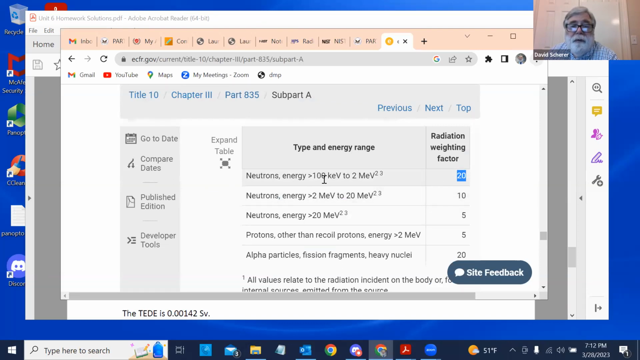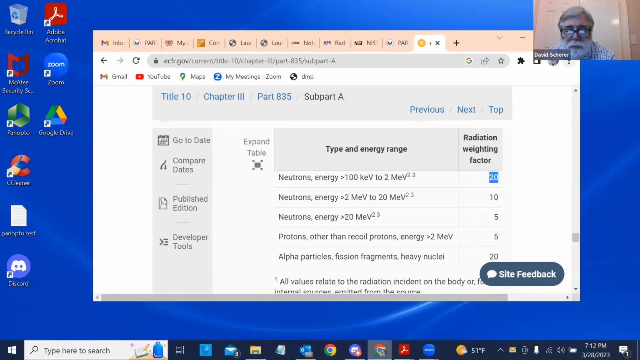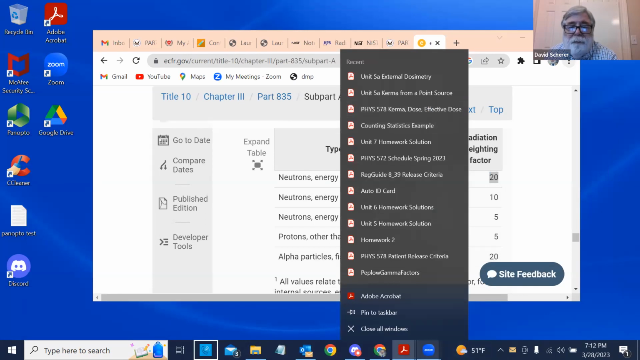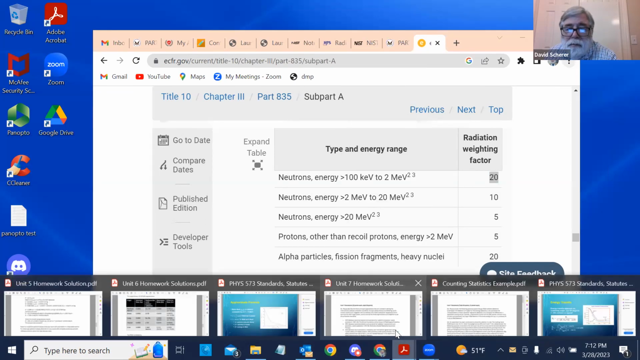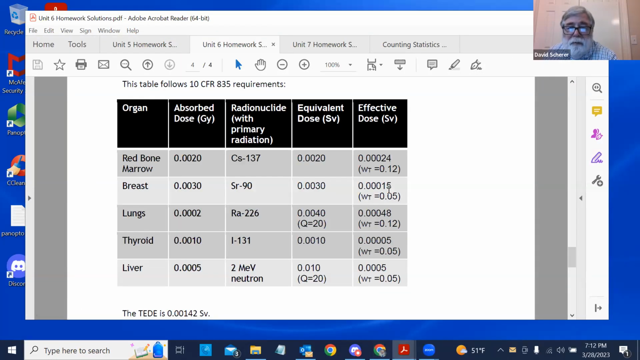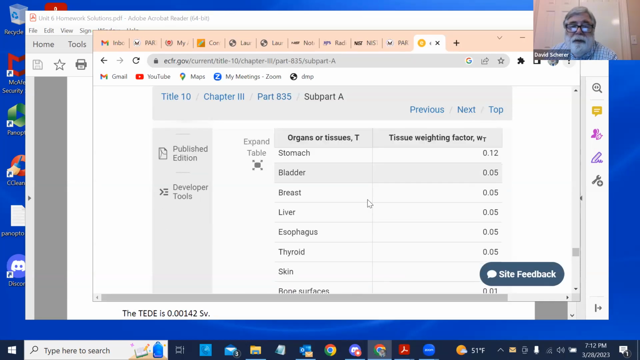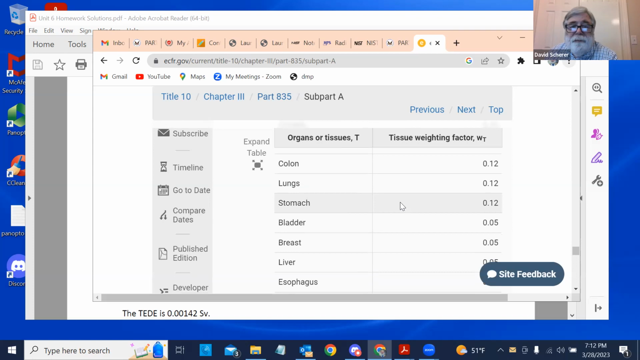Was it 2 MeV? Is that what we were working off of? I've already forgotten what the problem called for. Yeah, 2 MeV. So did I lose something? Oh well, I closed my, oh no, here it is. We are doing that one.